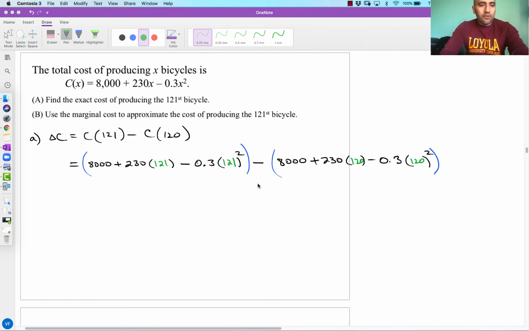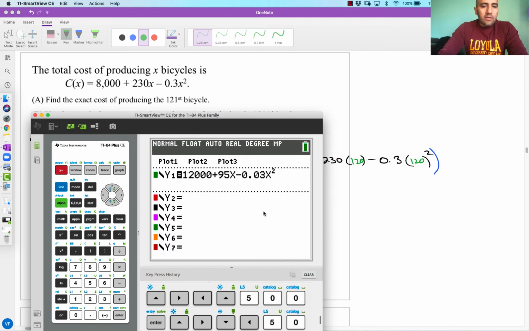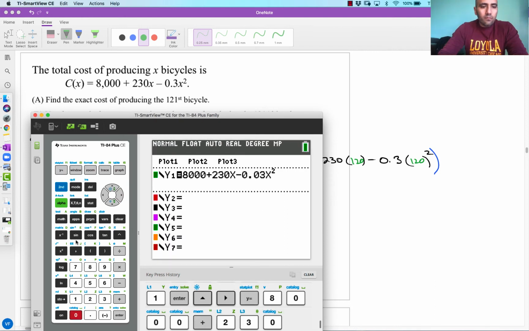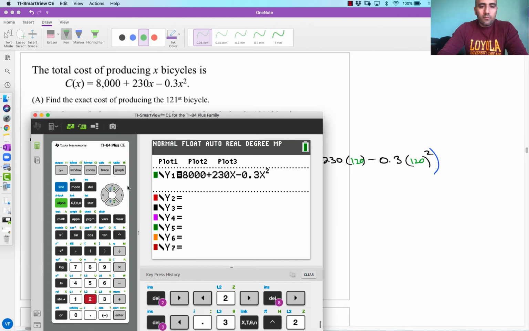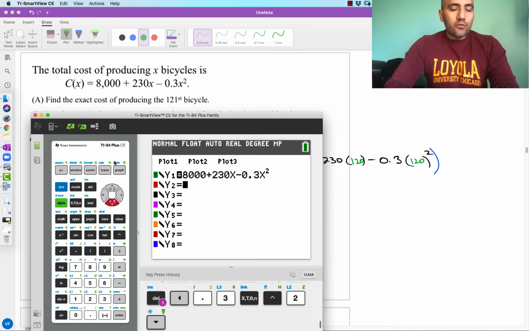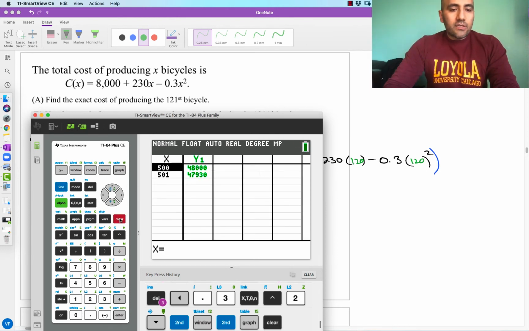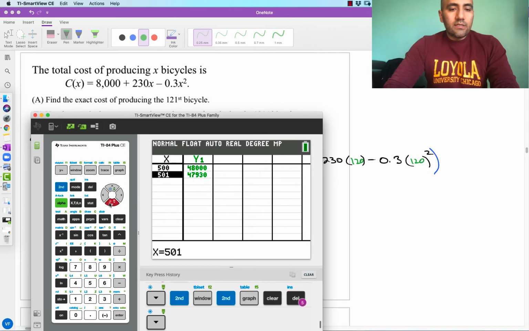Okay, so to get this, I'm going to use our calculator. Let's go to y equals and type in that equation: 8,000 plus 230x minus 0.3x squared. Okay, so now go over to table set. So second table set. Make sure that that's under ask. Now we go to table. Okay, and we were interested in 120 and 121. So that's the result for 120 and 121.